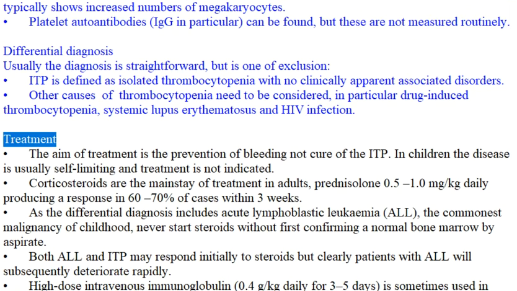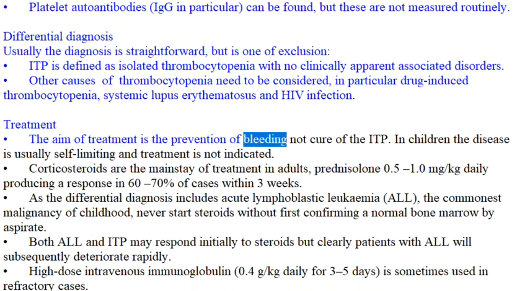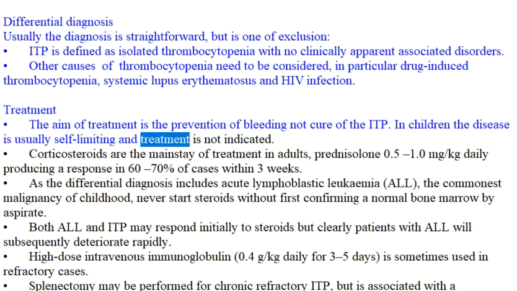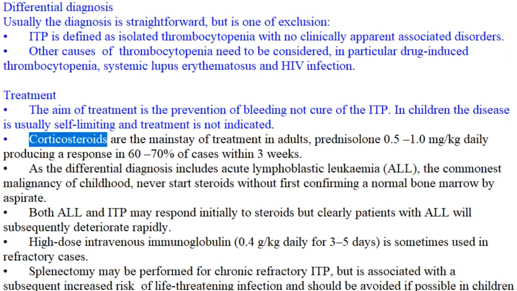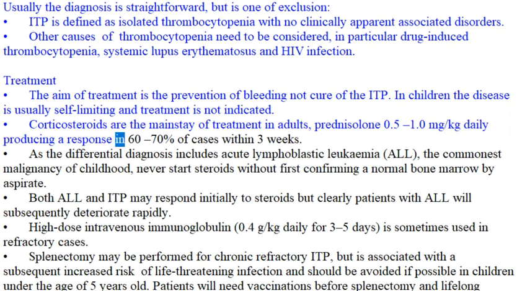Treatment. The aim of treatment is the prevention of bleeding, not cure of the ITP. In children, the disease is usually self-limiting and treatment is not indicated. Corticosteroids are the mainstay of treatment in adults. Prednisolone 0.5-1.0 mg/kg daily, producing a response in 60-70% of cases within 3 weeks.